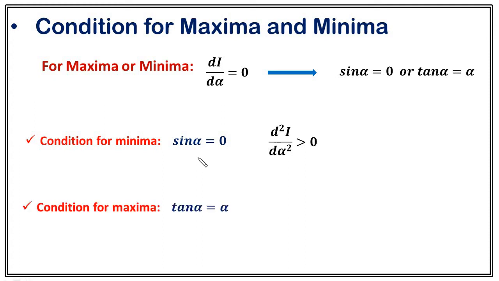Similarly, tan alpha equals alpha will be a condition for maxima, because for tan alpha equals alpha, you will find d2I/d alpha square is less than 0. So now we got the conditions for minima and maxima. Let's simplify it in terms of theta, because theta is our actual parameter.